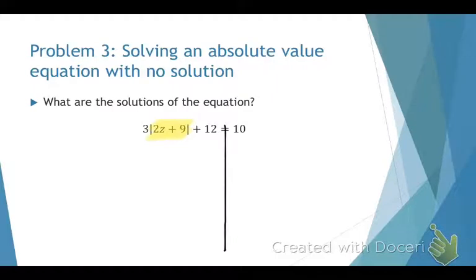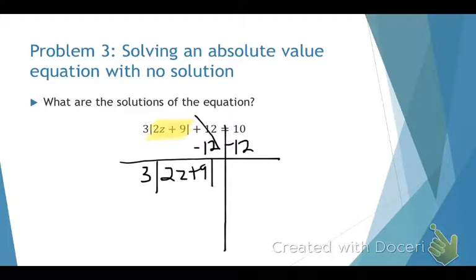So I would isolate that just as if it were its own variable. Subtract 12 from both sides. These cancel out, and I have 3 absolute value 2z plus 9 is equal to negative 2. Now, absolute value symbols are not parentheses, so do not distribute. Divide by 3, because this is multiplication.